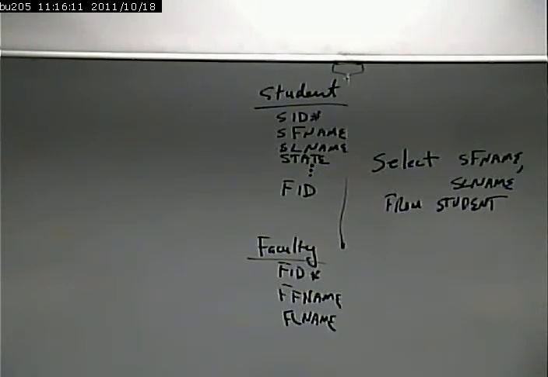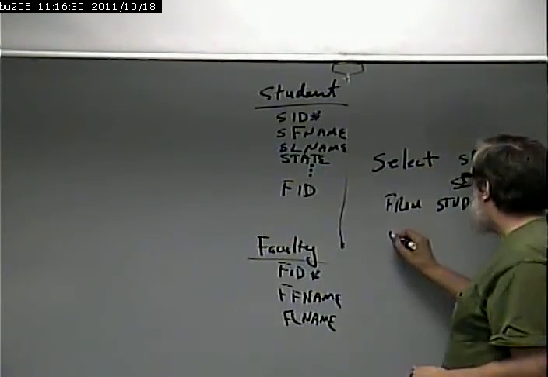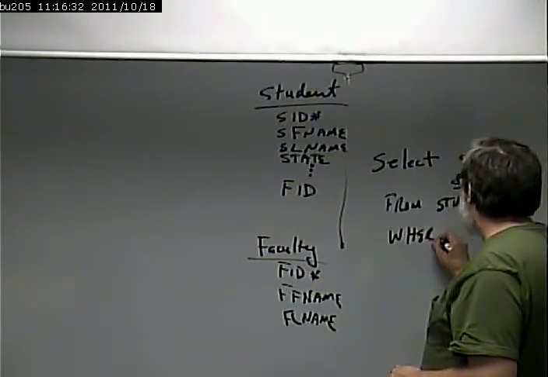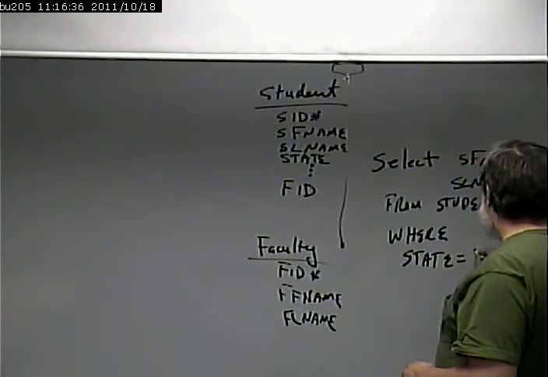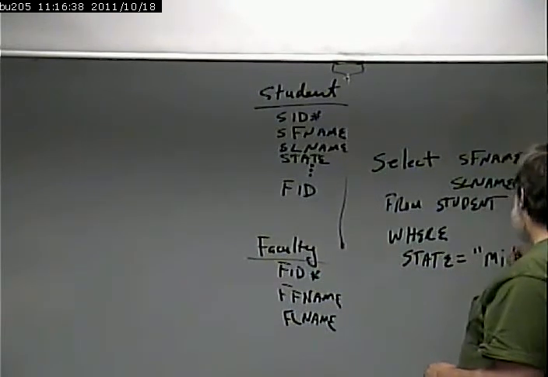Now, let's say I didn't want every single student, I only wanted students from Michigan, for example. I want to filter out only students from Michigan. I could achieve that with a where clause. So I could say where state equals Michigan.